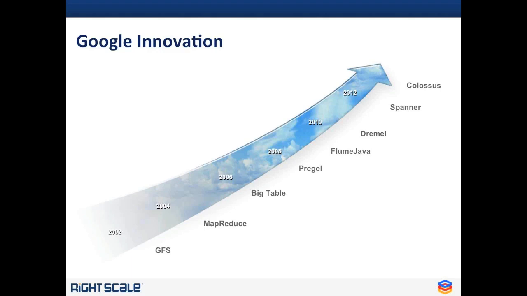So if you go in, we go lower left, upper right, which is totally not intuitive, but the arrow points up to the right, so I have to follow the arrow, I guess. Just kidding. When you look at GFS and MapReduce, these are the foundational technologies, along with Bigtable, to what the rest of the world now calls NoSQL. As you continue to move up, you look at Pregel, Flume Java, and then Dremel, Spanner, and Colossus. The commercial name for the Dremel white paper is now BigQuery.